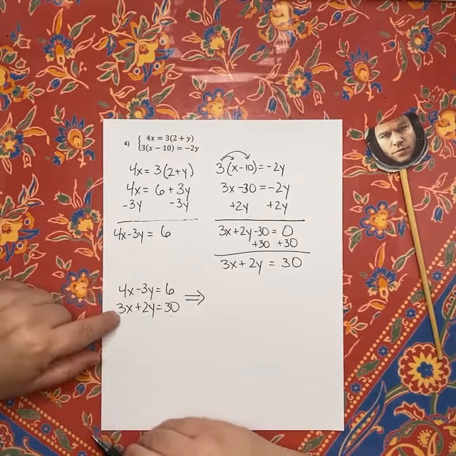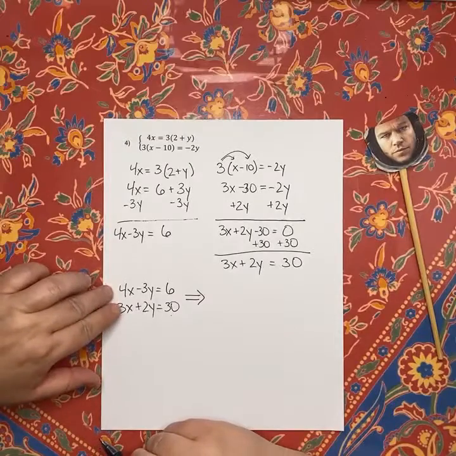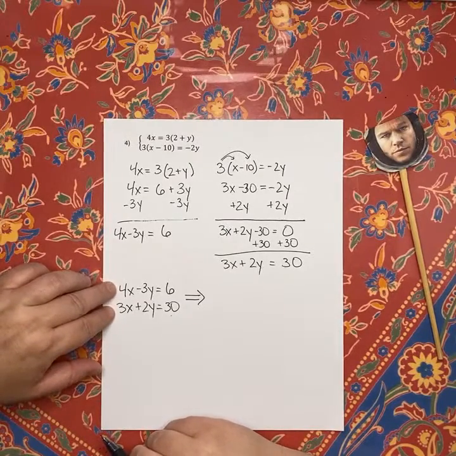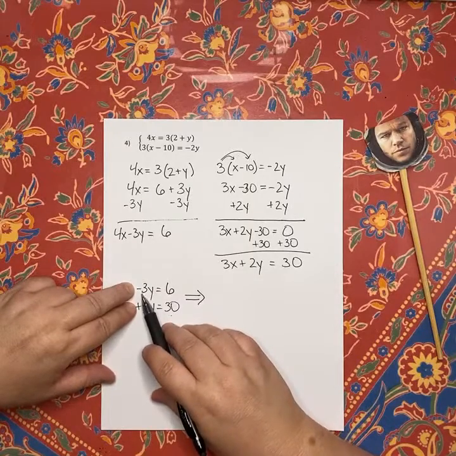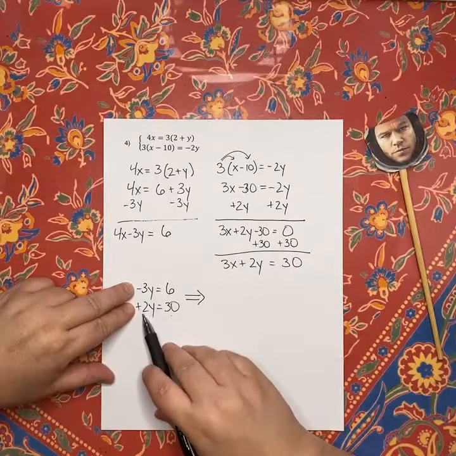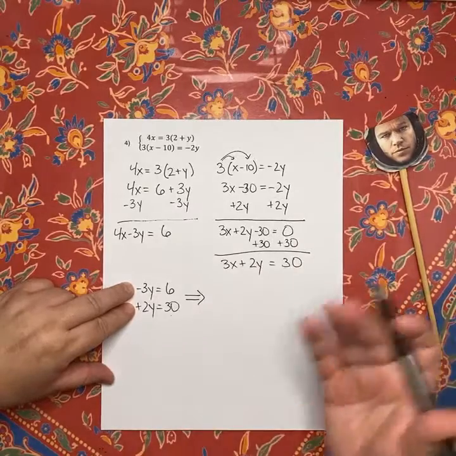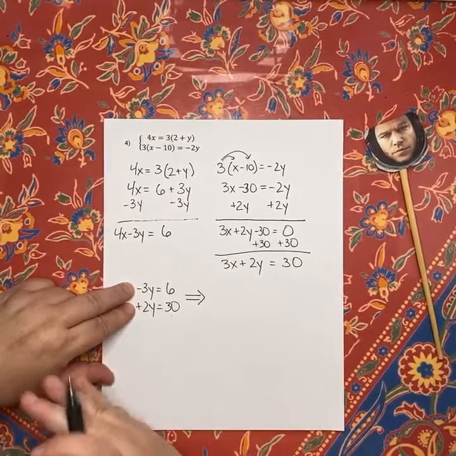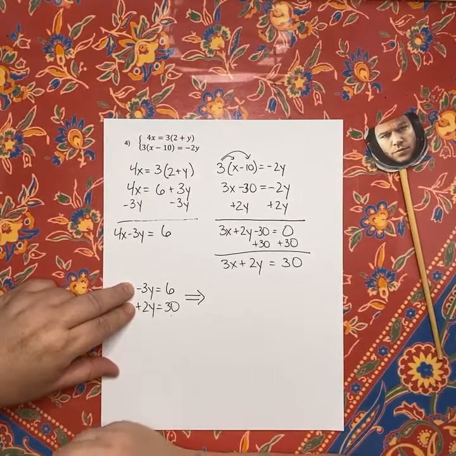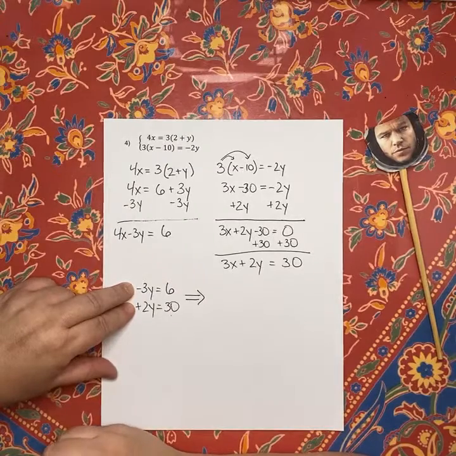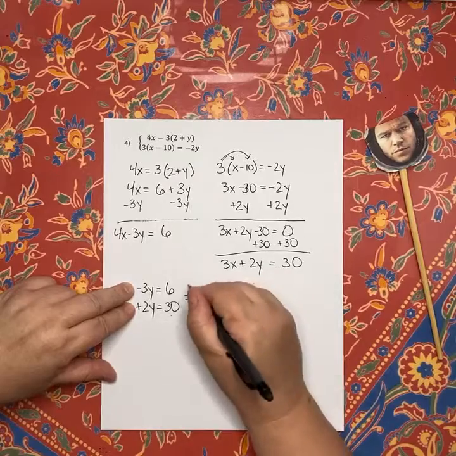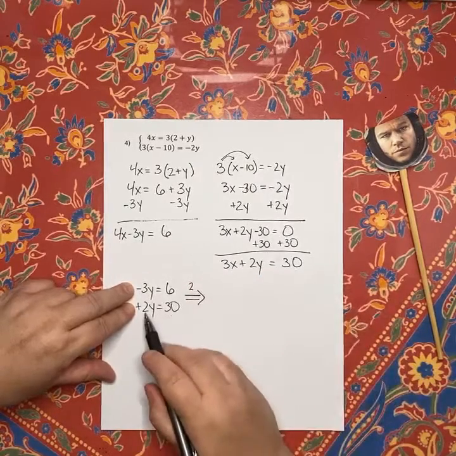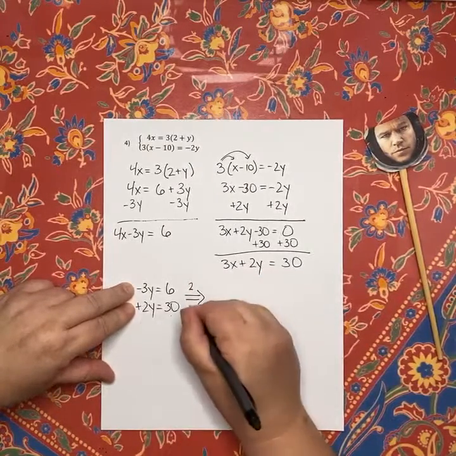Now, I could cancel the x's, that would be fine, but they're both positives, which means it'll be a little harder. With the y's, one is already negative. So I've got a negative 3 and a positive 2. What number that's larger do they have in common? Sorry. 3 and 2 share 6. So I want to go for 6. To get to 6 from 3, I have to multiply by 2. Down here, because I have 2, I have to multiply by 3.